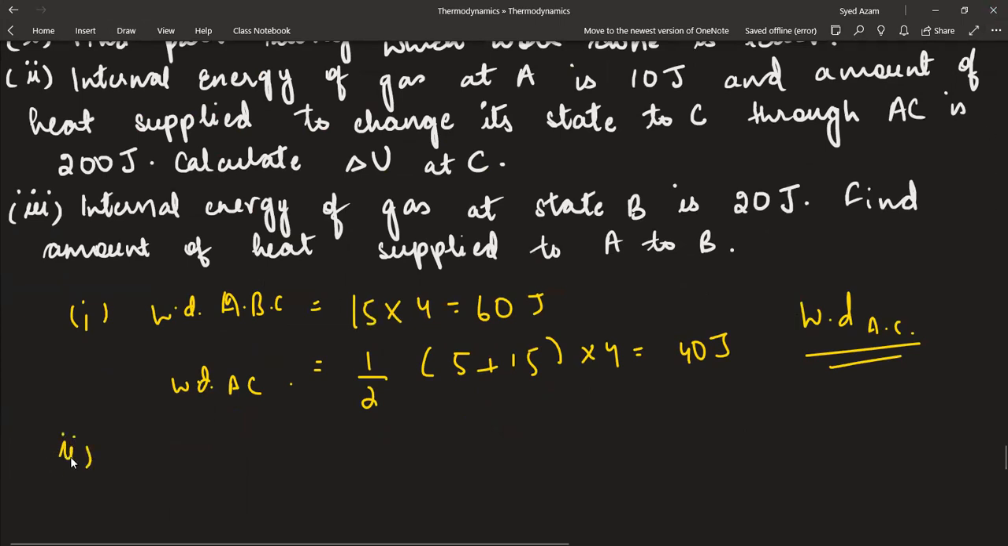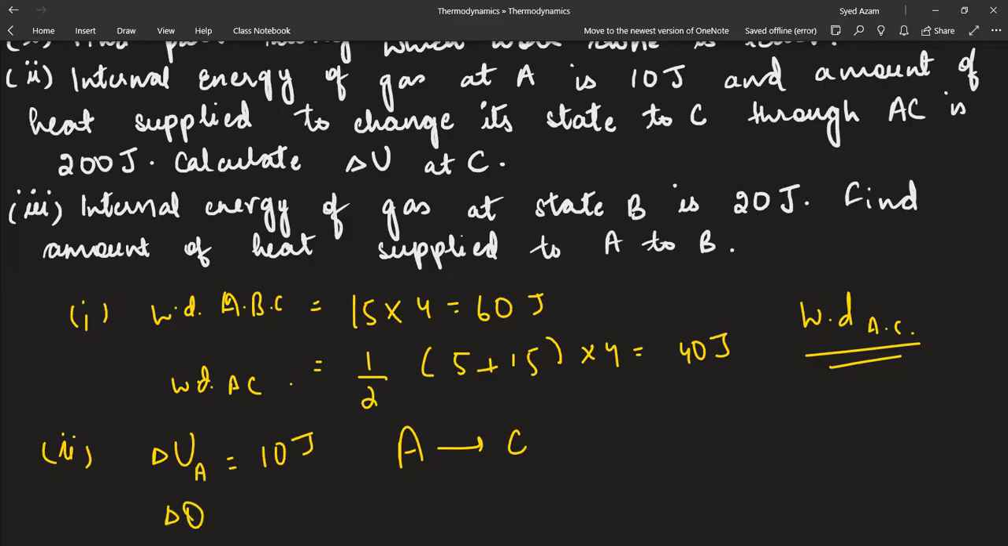The second part says the internal energy of a gas at A is 10 joules. The amount of heat supplied to take it to state C through AC is 200 joules. And you have to calculate delta U at C. See, delta U at A is given as 10 joules. Okay, A to C it is asking.